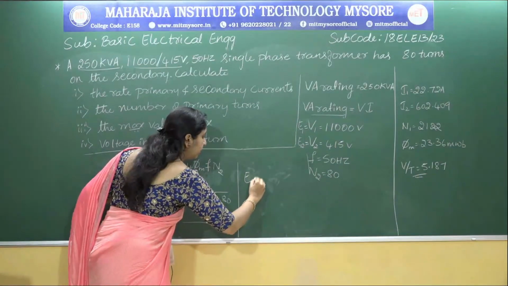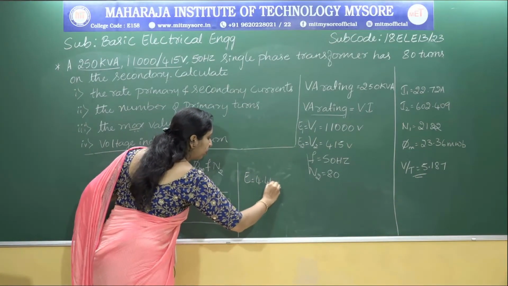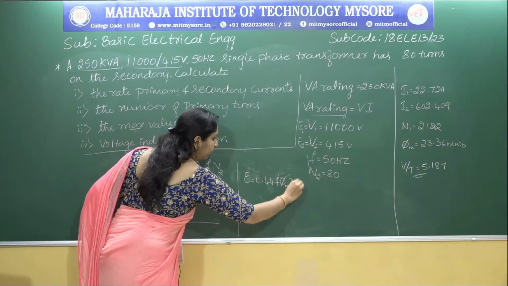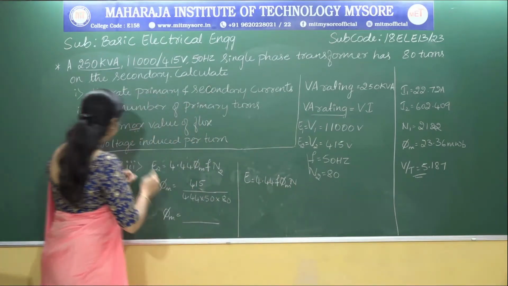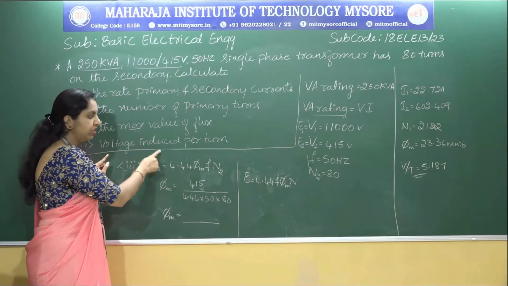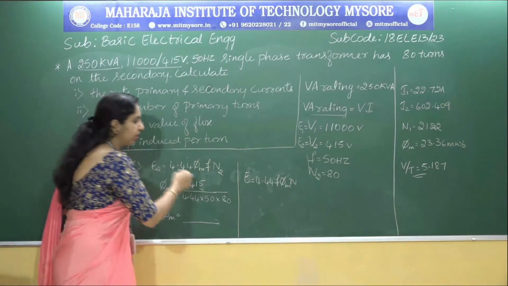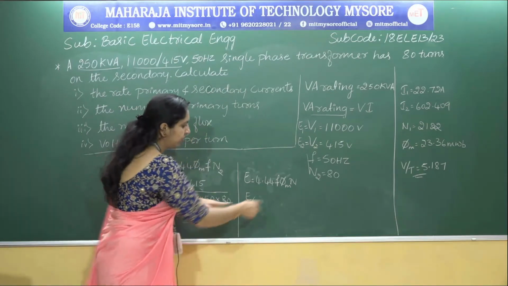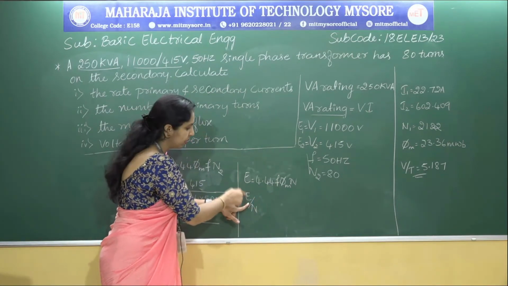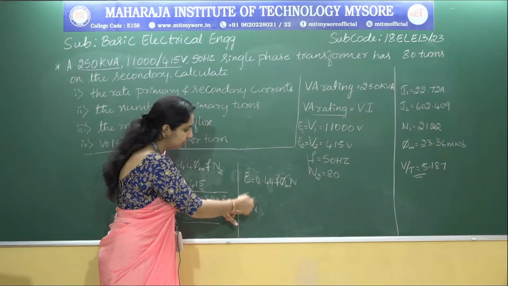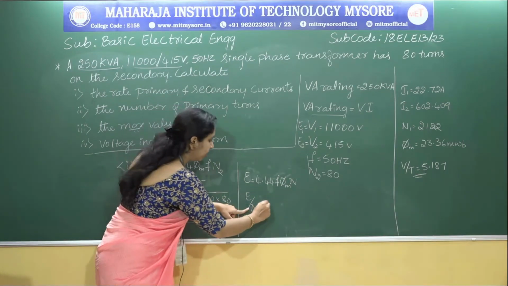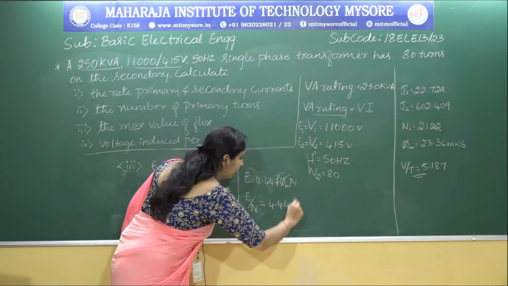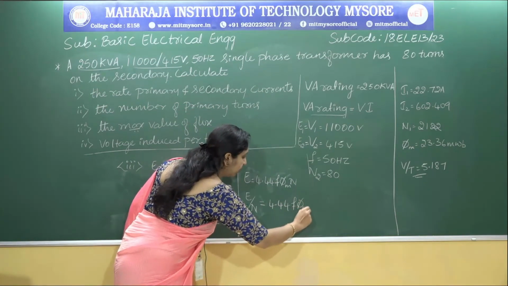We know that E is equal to 4.44 F phi m N. Here the question is voltage induced per turn. Per turn means E divided by N. So I have just taken N here, so this becomes voltage induced per turn divided by N, which is equal to 4.44 F into phi m.